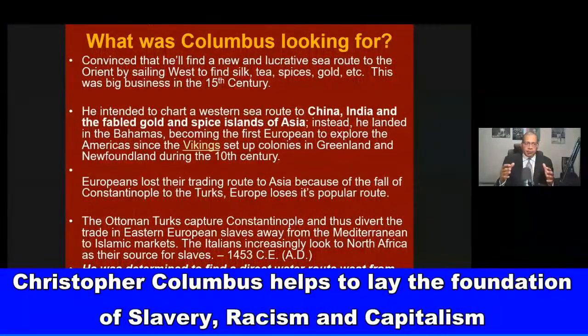This was big business in the 15th century. Europeans lost their trading route to Asia because of the fall of Constantinople to the Ottoman Turks. So the Ottoman Turks captured Constantinople and thus diverted the trade in Eastern European slaves away from the Mediterranean to Islamic markets. The Italians increasingly looked to North Africa as their source for slaves.